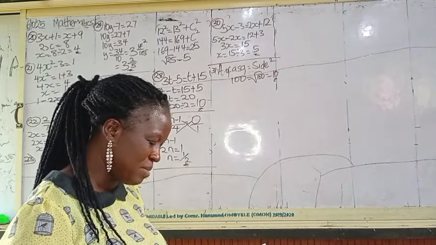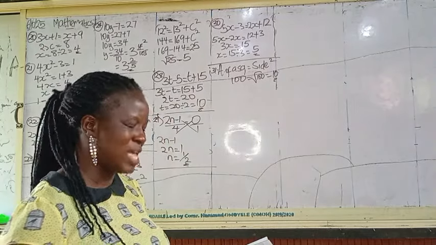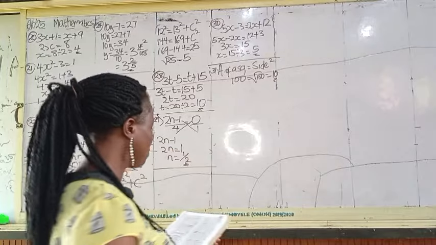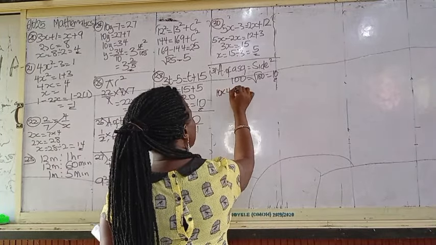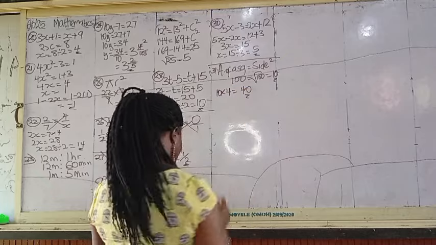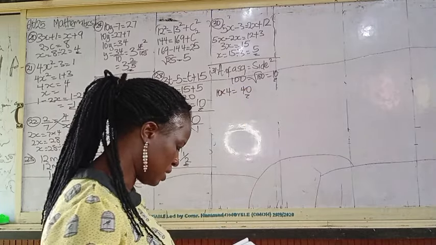And we are to look for the perimeter. The perimeter of a square is four times the side. So now the 10 will now be 10 times 4, which is equal to 40. So our answer there is 40 meters.